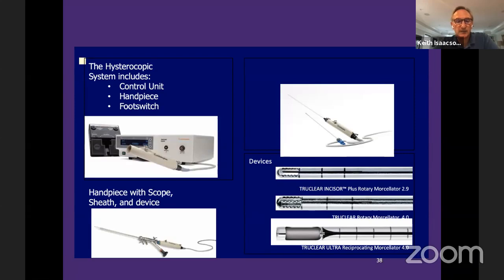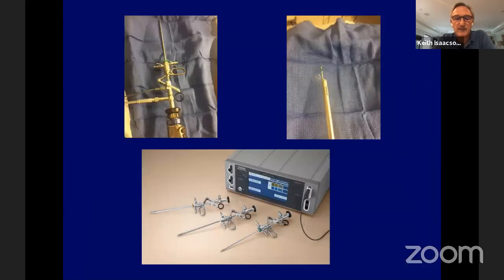There are other instruments that you heard about. Again, the morcellators. I don't find a lot of indication for the morcellators. These that you see here are very expensive. But again, I do like the 5 French resectoscope, and I hope to show you a procedure using that.